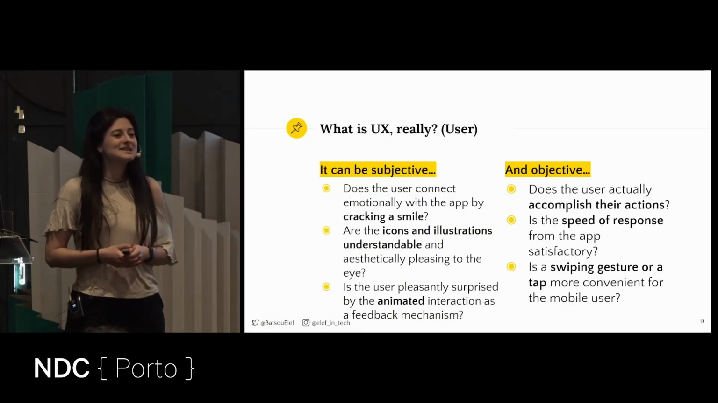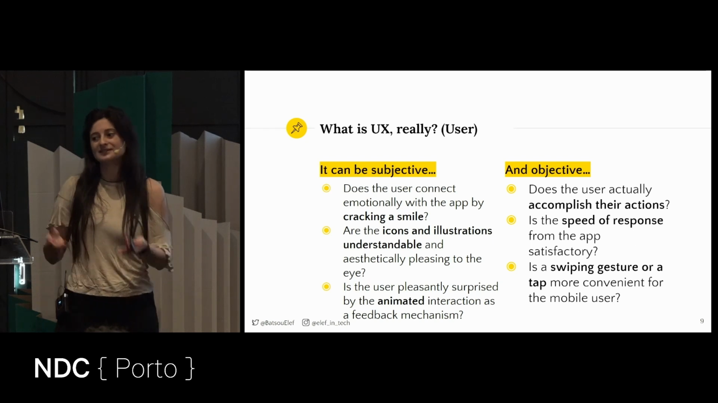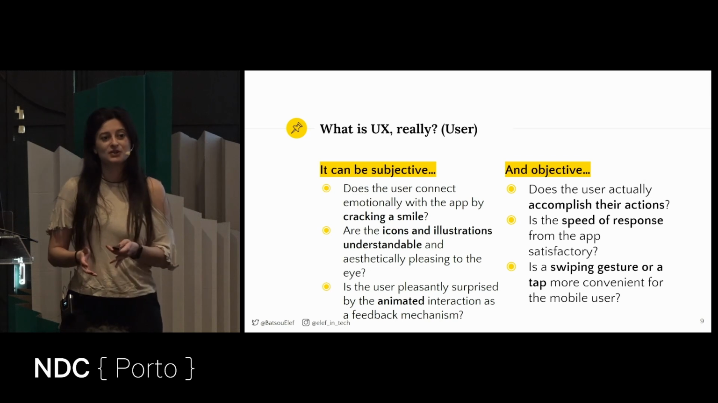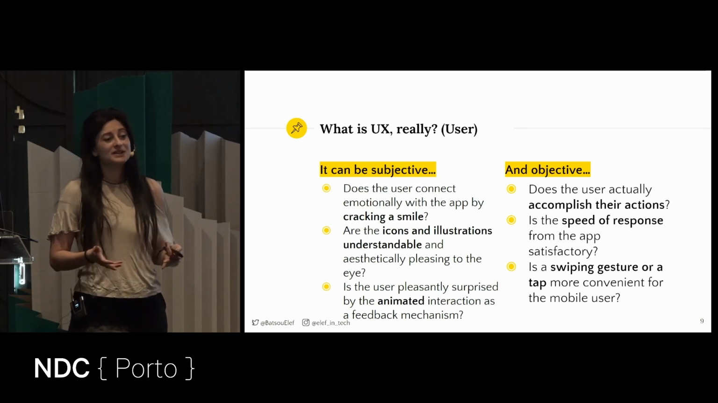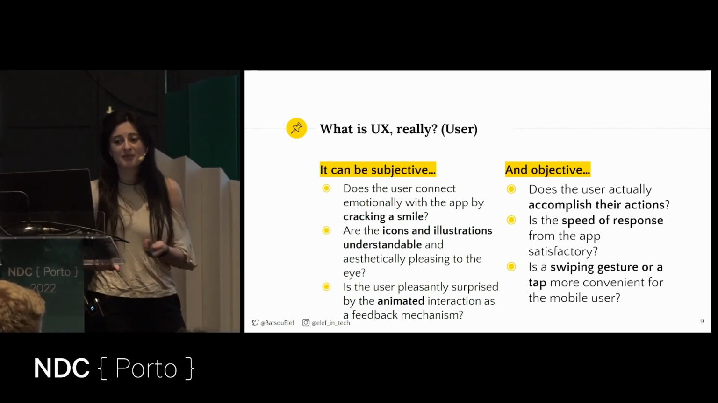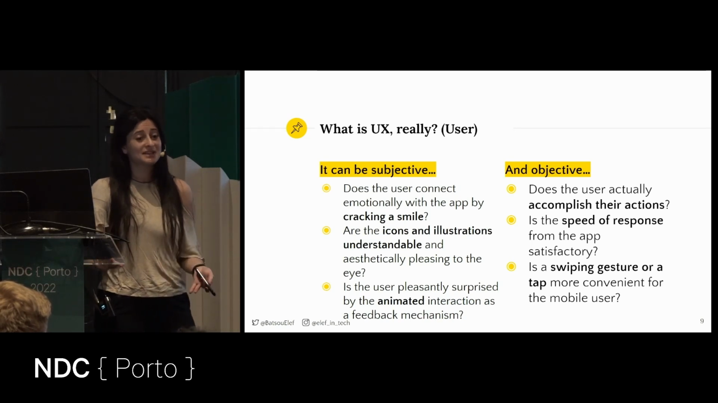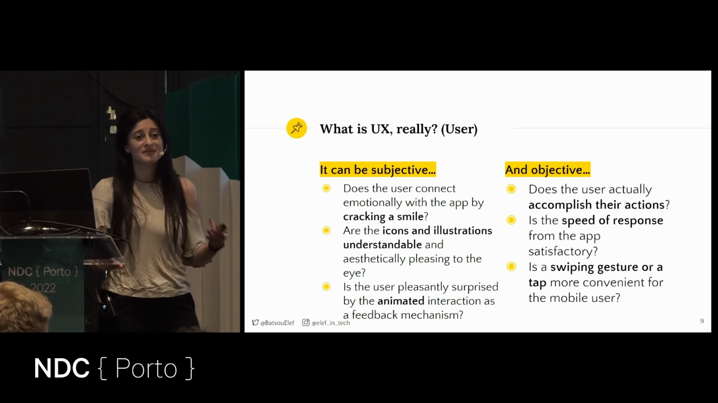And let's go a bit deeper and see what UX is, again from the user's perspective. It can be both objective and subjective. UX has a lot to do with the ease and satisfaction that a product can give us. So if we talk about subjectiveness, does the user connect emotionally with the app, cracking a smile? Are the icons and illustrations understandable enough? Is the user pleasantly surprised by an animation or some feedback?